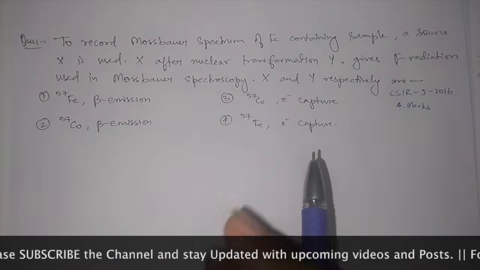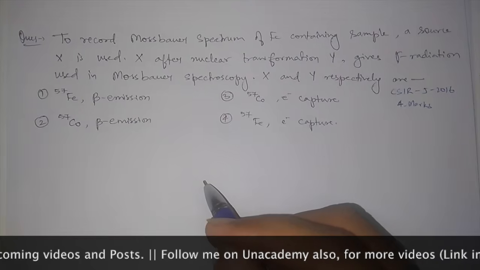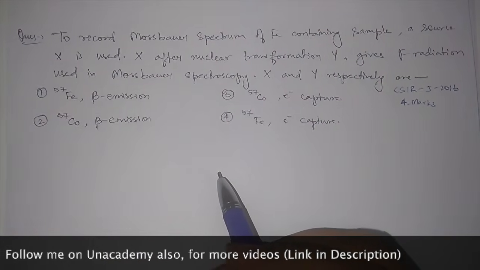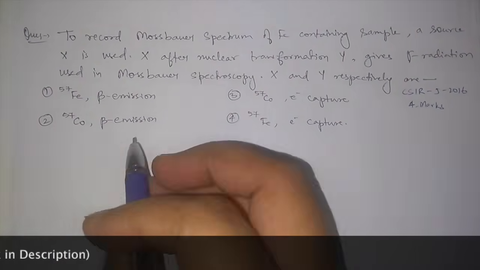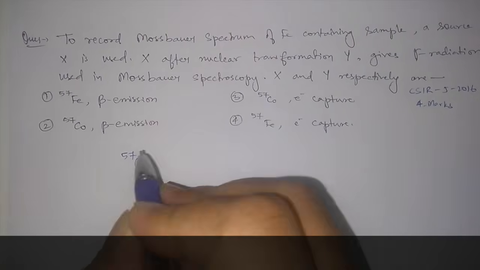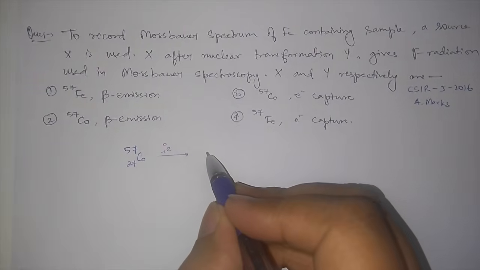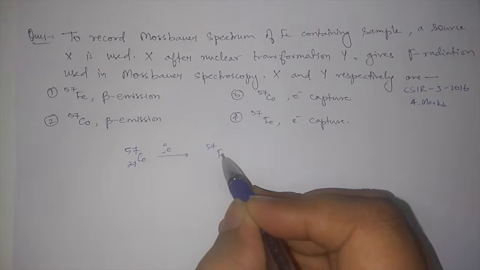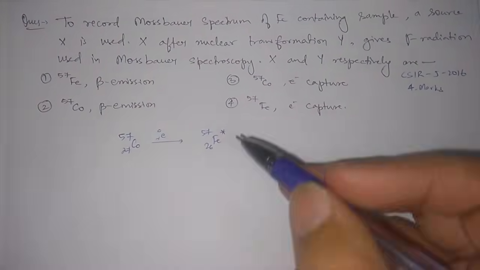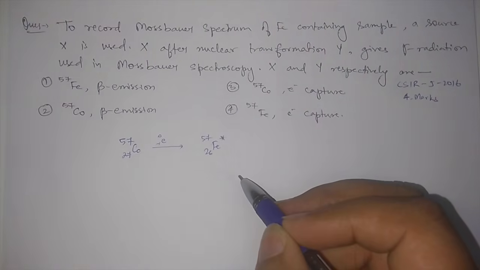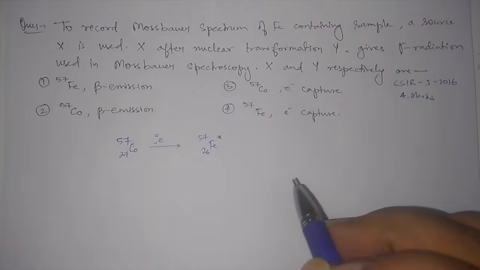Now I told you in the starting that for an iron containing sample, we take cobalt 57 as a source, and it does electron capture from the K shell in order to get transformed into the iron excited state, right? So we know that this 57 cobalt 27, when it does electron capture, converts into 57 Fe 26 star. That means it is in the excited state, and then it does gamma fluorescence, and gamma radiation is emitted, that is used for the Mossbauer spectrum, that is used for gamma resonance.